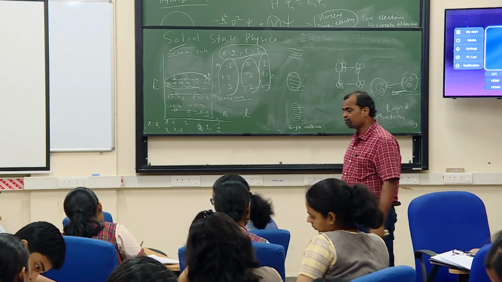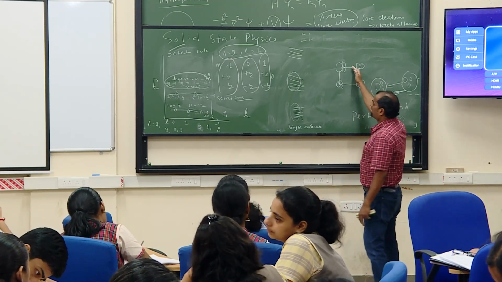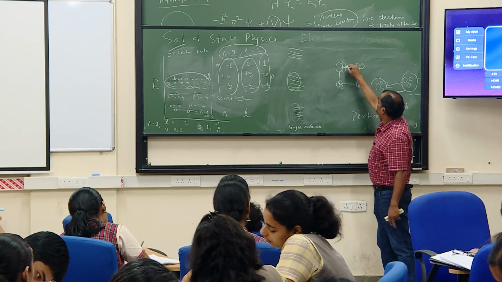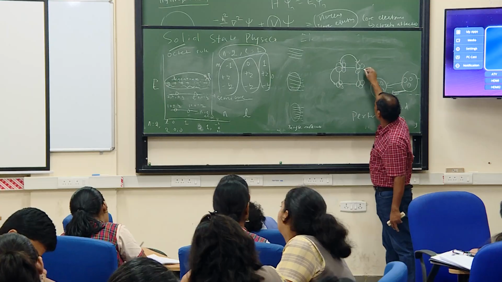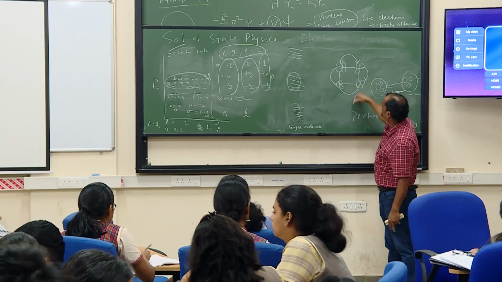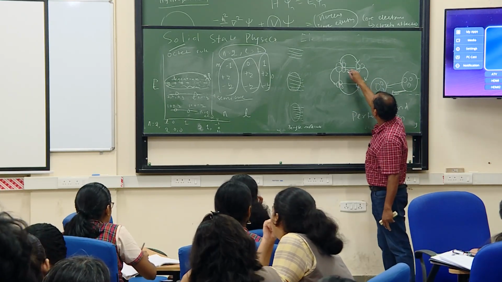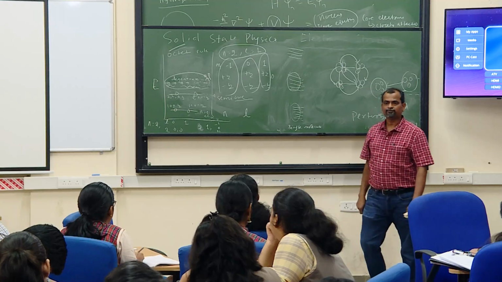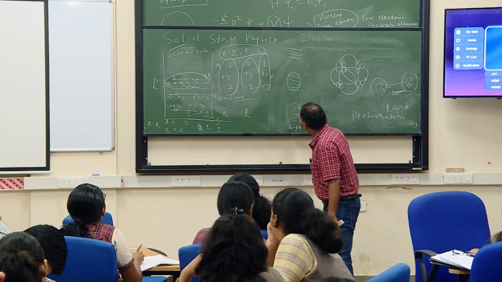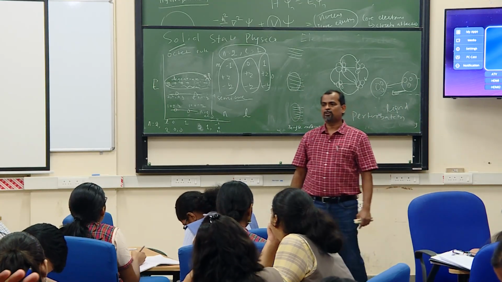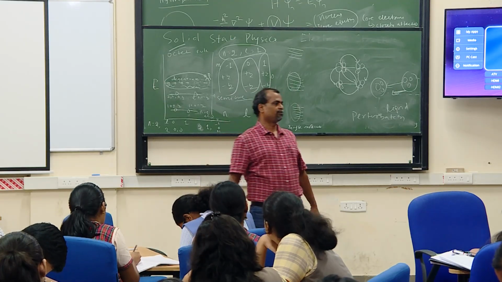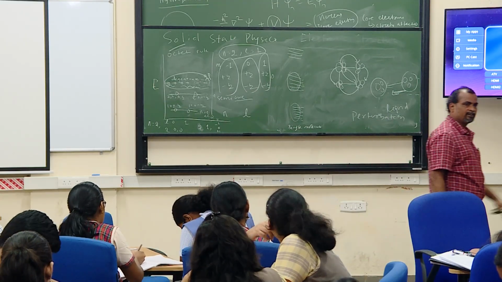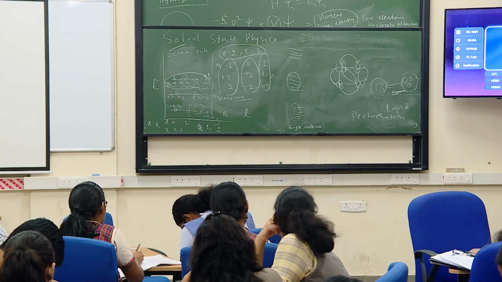Their distance is some. Then these electrons will interact with this electron, these electrons will interact with this electron, these electrons will interact with these electrons like that. They keep on interacting. The individual molecular eigenstates will not stay as they are.